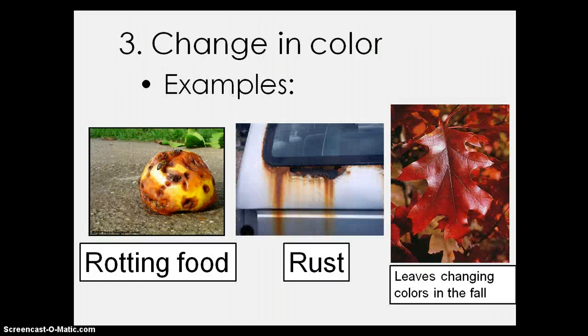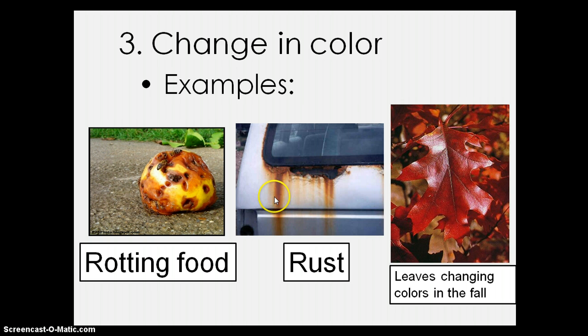A change in color is an example of a chemical change too. So rotting food, rust, and leaves changing colors in the fall are all chemical changes. These leaves don't come back. They actually fall off the tree, as you know, and they're then considered dead. They don't come back to the tree. The tree can make new leaves, but this particular leaf won't come back.